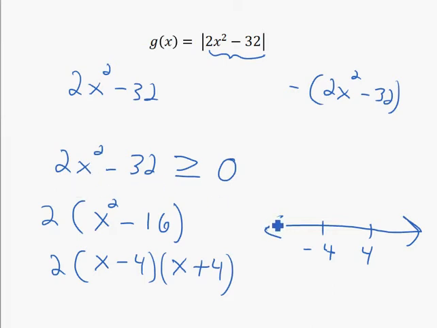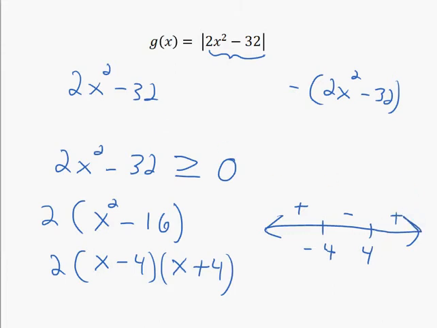Now, g of x is always positive or 0 because it's an absolute value of something. However, the function inside of the absolute value could be negative, and if it is, the absolute value changes the sign. So that's what we're looking for. I test these intervals, and it turns out that 2x squared minus 32 is positive when we plug in x less than negative 4. It's negative when we plug in a value between negative 4 and 4. It's positive again for any value over 4.